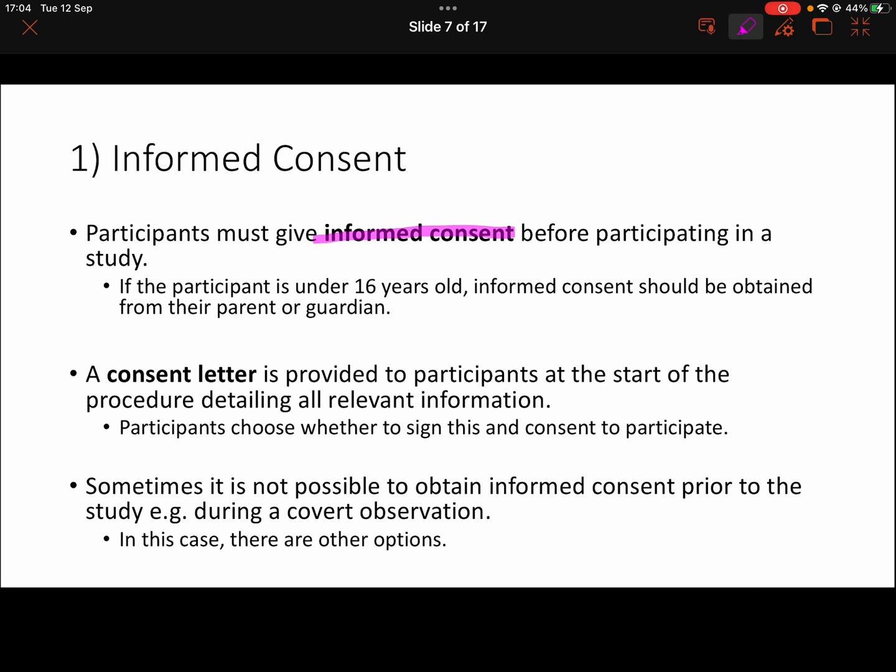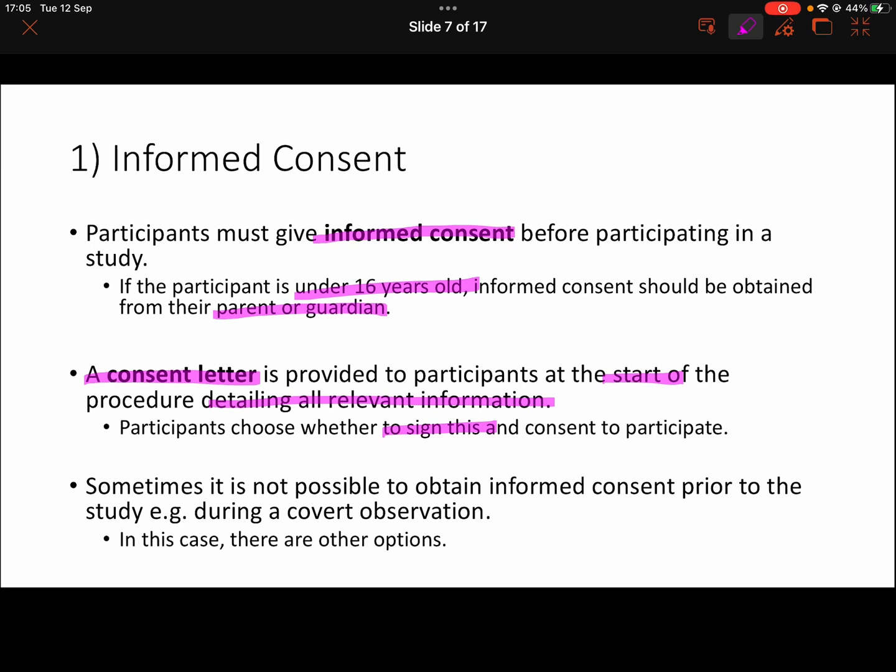Just a little side note here, it's not possible for participants under 16 to give informed consent. If participants are under 16, consent needs to be provided by a parent or a guardian. Under 16 cannot consent for themselves. What happens is that the participant, or in the case of a participant who's under 16, their parent or guardian will be given a consent letter, which we're going to look at in just a moment. They're given this letter at the beginning of the study. It outlines everything they need to know about their rights and expectations. It's given at the beginning, and then they are asked to sign it to show that they consent.